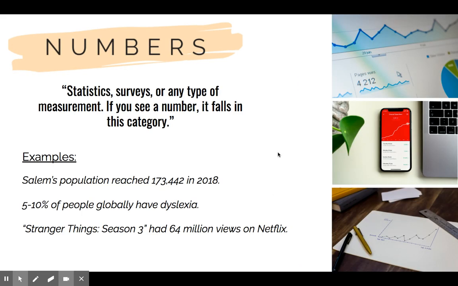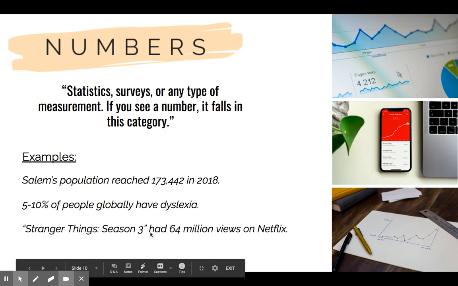And then we have numbers, statistics, surveys, or any type of measurement. Basically, I want you to hold fast to this rule. If you see a number, it falls in this category. So Salem's population reached this number in 2018. 5 to 10% of people globally have dyslexia. Stranger Things season 3 had 64 million views on Netflix. These are all numbers. This is evidence.